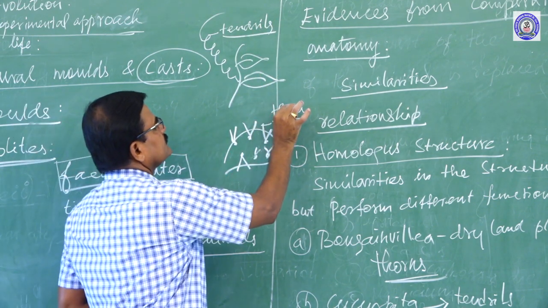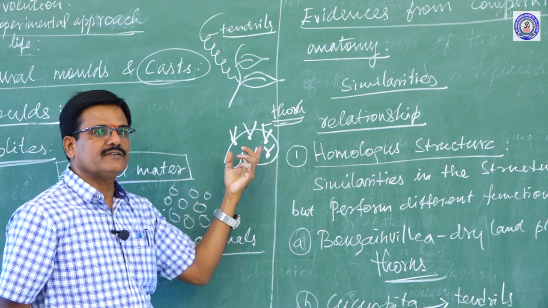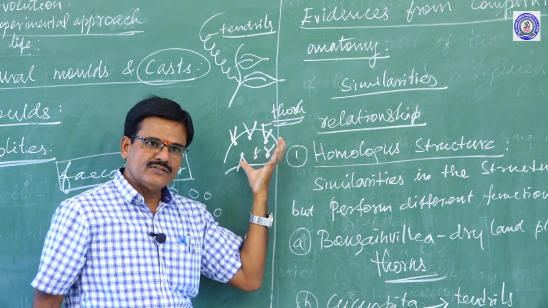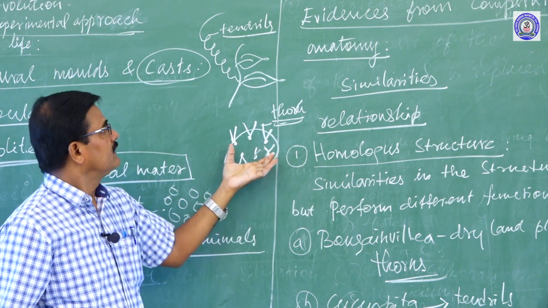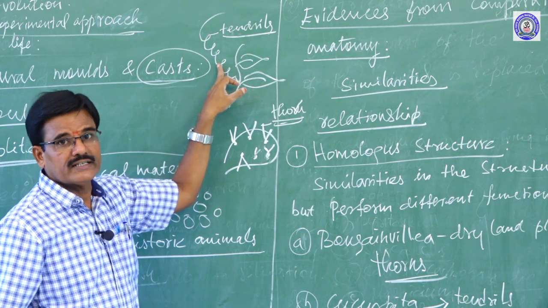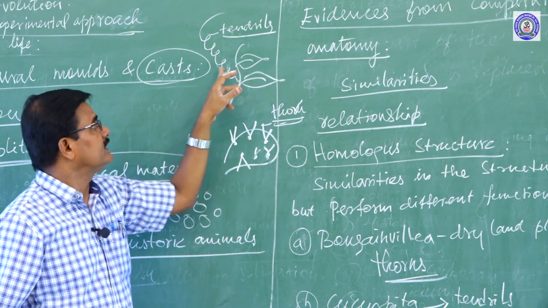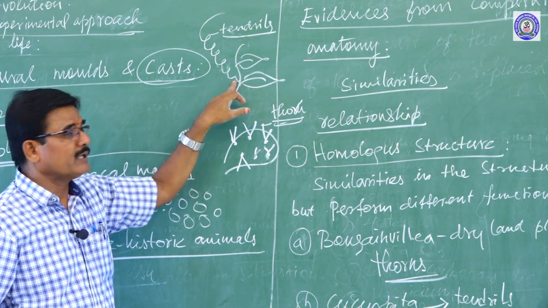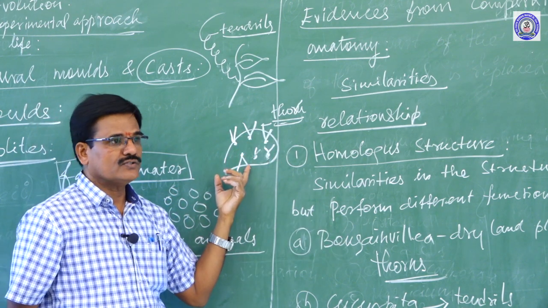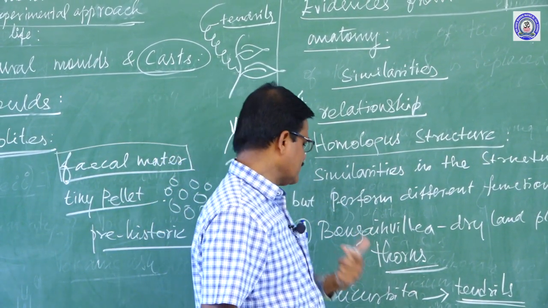that thorn is the defense mechanism. Thorn acts as a defense mechanism from grazing animals, so that the plant can live continuously in the dry land. What is the function of tendrils? Tendrils give support to the plant. If there are no tendrils, the plant cannot stand. So the tendrils give support to the cucurbita plant, and thorn gives protection to the bougainvillea plant. So the structure is the same but the function is different, that is said to be homologous.